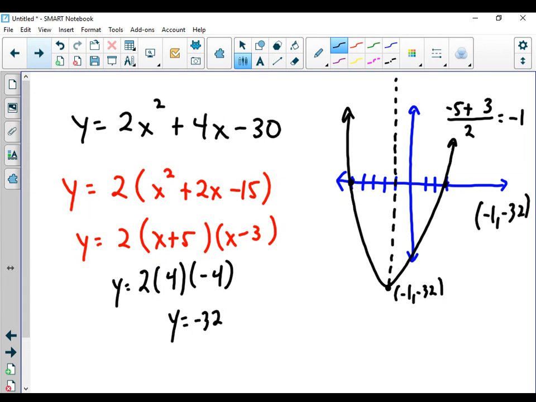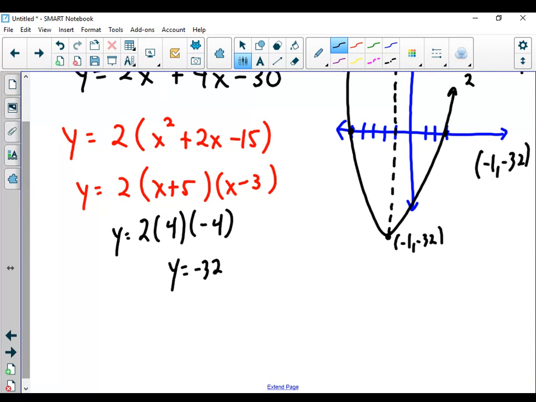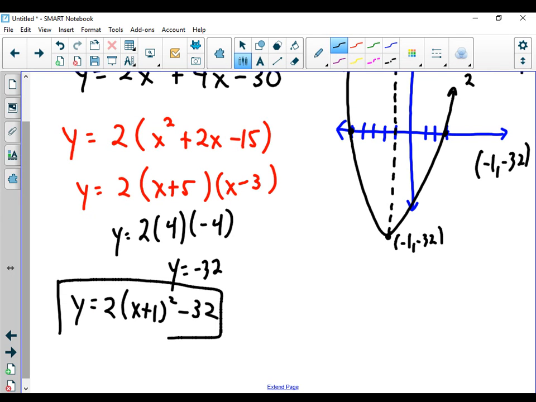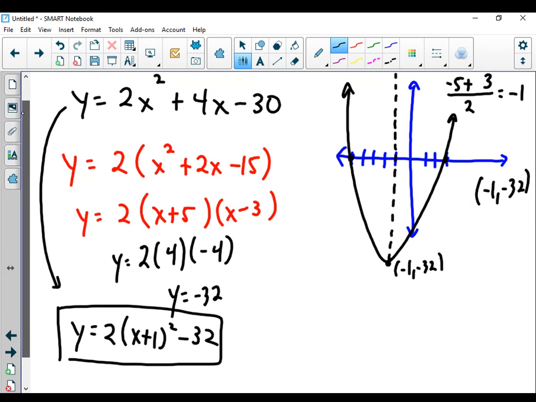Now, I still haven't written it in factoring form or in graphing form quite yet, but I have the information that I could do that. So my graphing form of this equation would be y equals 2, because that was our a value, times x plus 1 squared, because the vertex was at negative 1 for x, minus 32, because that was our y value. And so that standard form, written in graphing form, would be that.